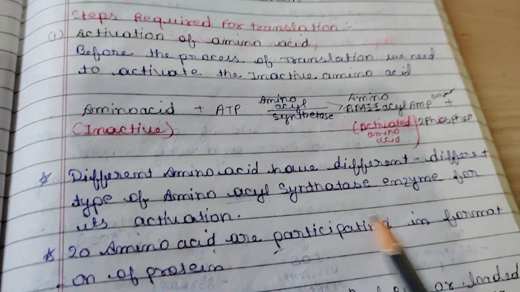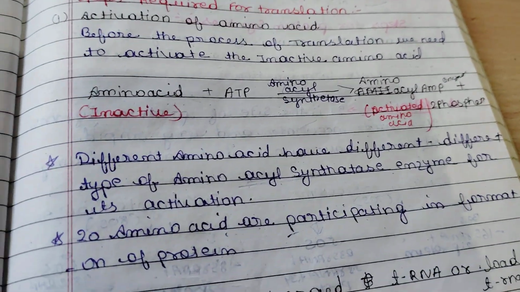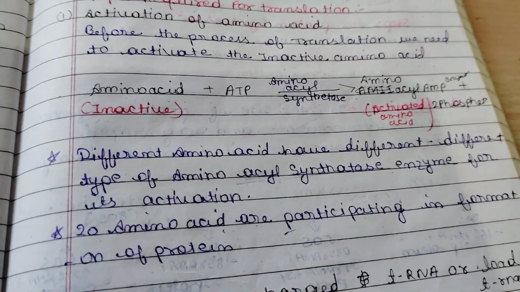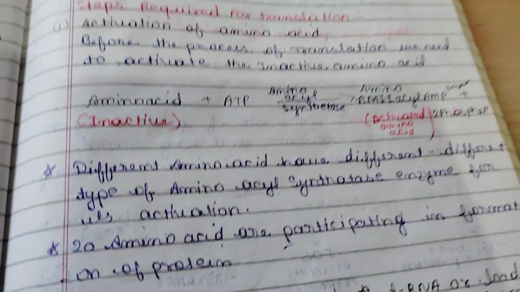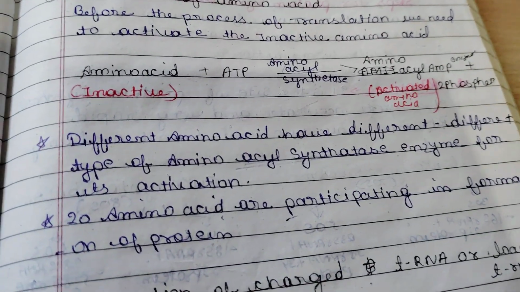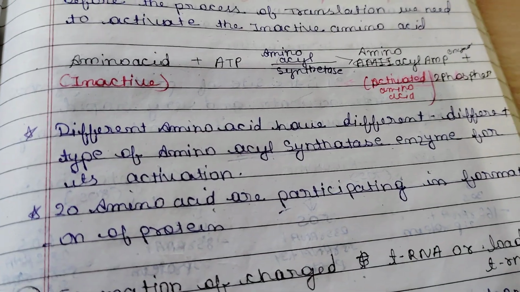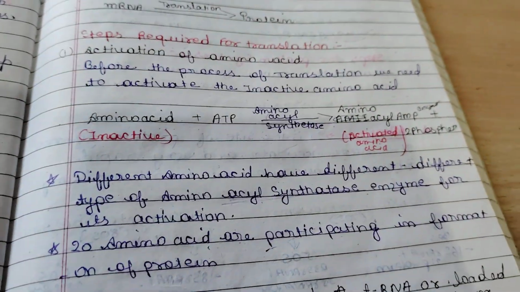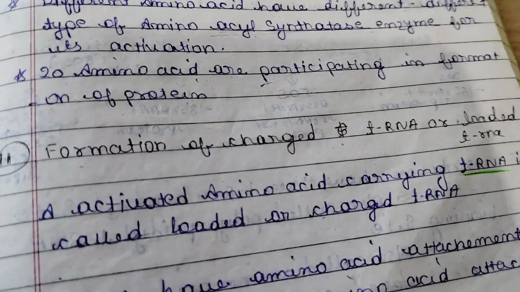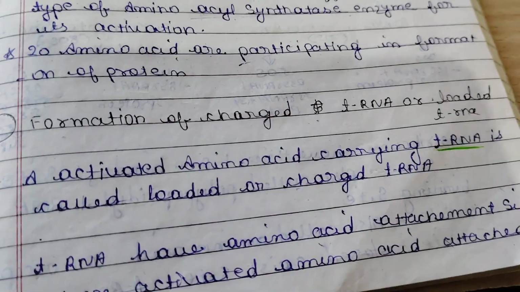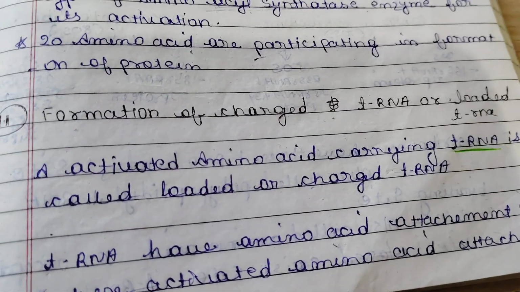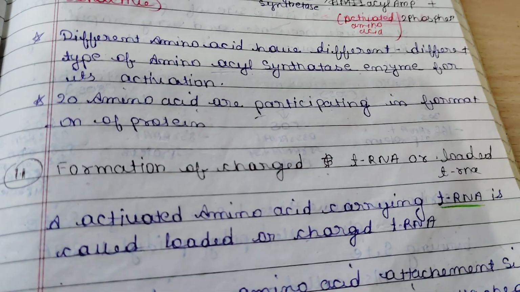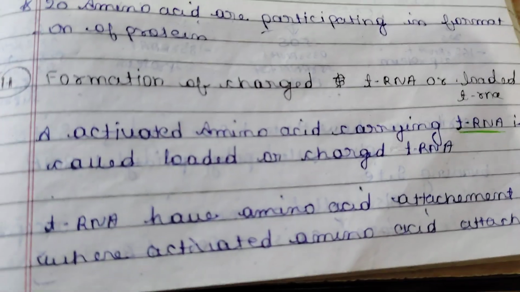The different amino acids have different types of amino acyl synthetase enzyme for their activation. As we all know, there are 20 standard amino acids or essential amino acids participating in the formation of protein. And the second step required for translation is the formation of charged tRNA or loaded tRNA. An activated amino acid carrying tRNA is called loaded or charged tRNA.